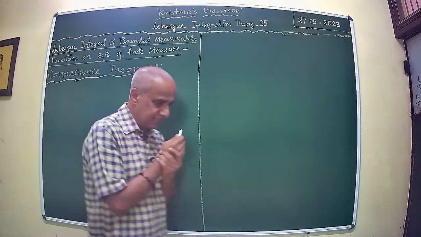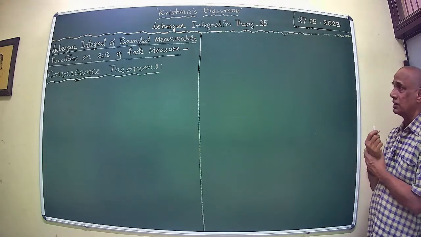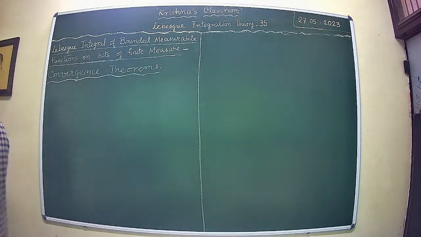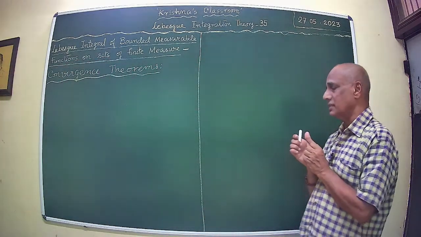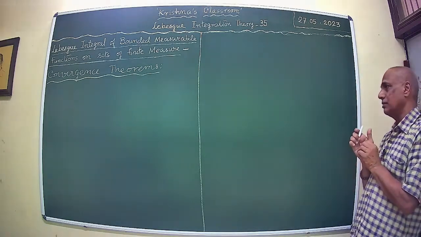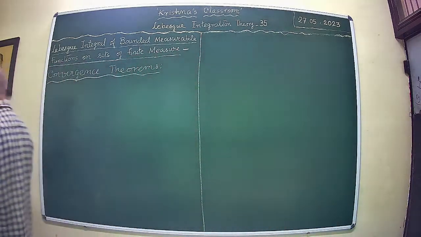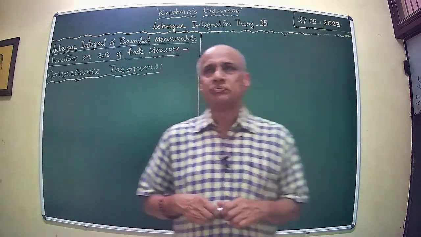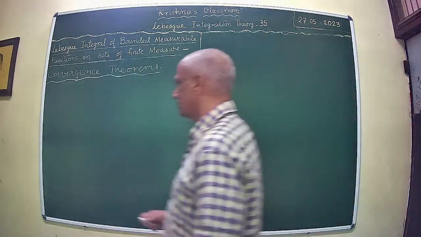We begin with the third part of Lebesgue integral of bounded measurable functions on sets of finite measure. This concerns the convergence of sequences and the consequential convergence of their integrals. It's not something that is obvious, but one has to consider them in some detail. Okay. What is the problem? Let us write down this problem.